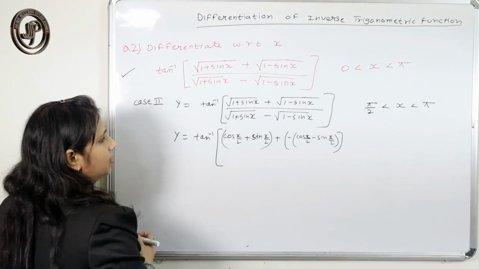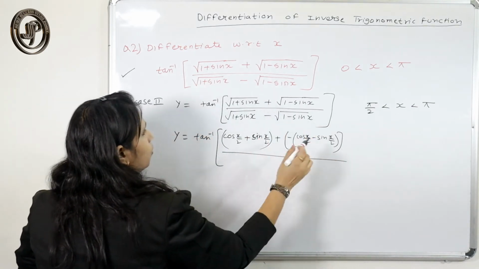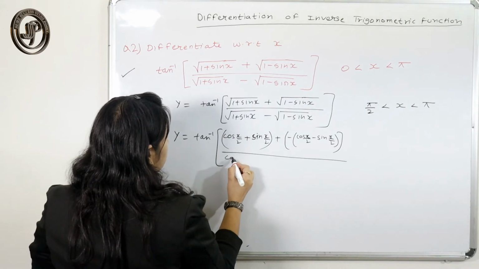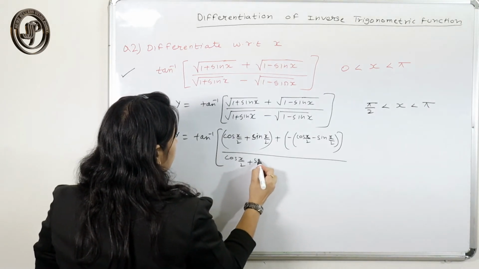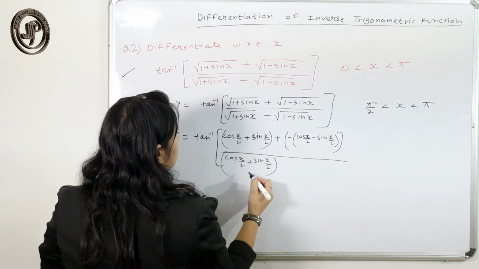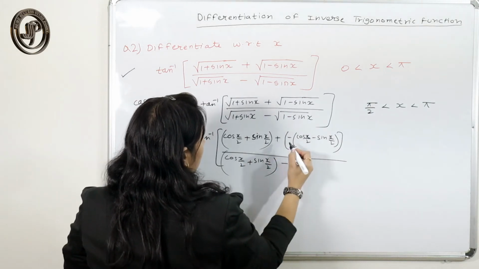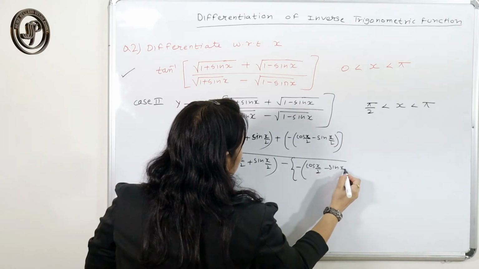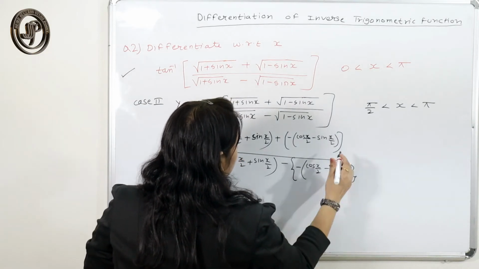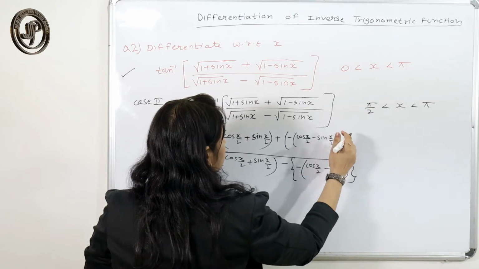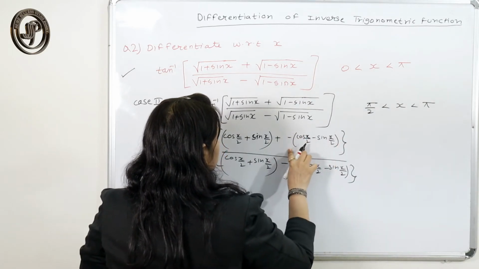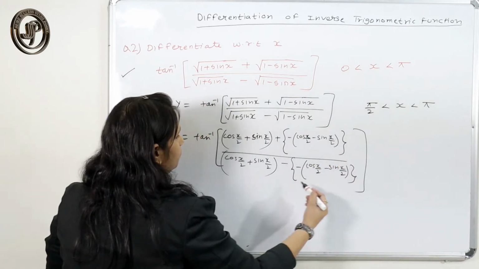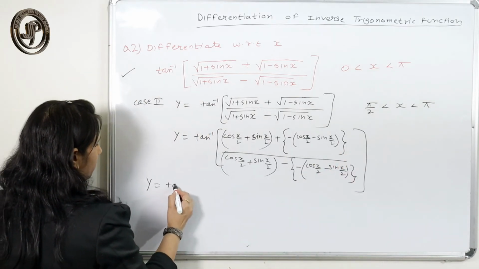Why minus? I had already told you, in the range pi by 2 to pi it is negative. So this is positive only. Here I have to put minus of cos x by 2 minus sin x by 2. Now you can just simplify this.